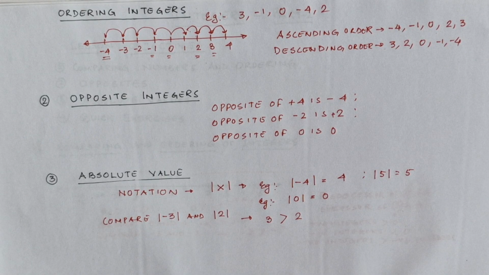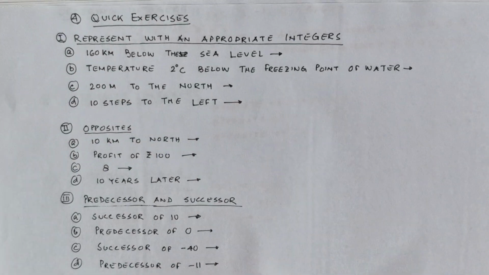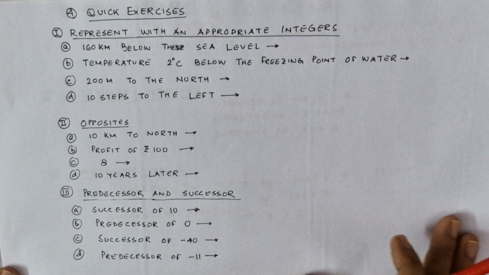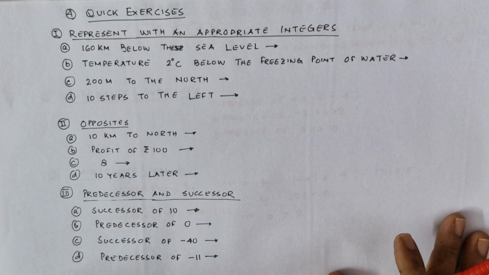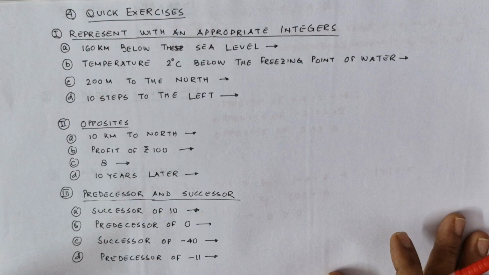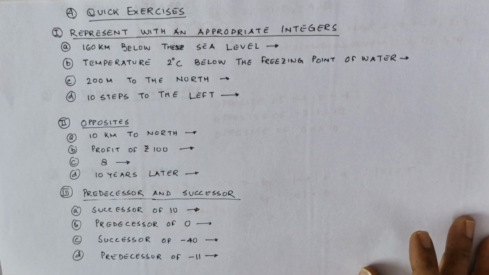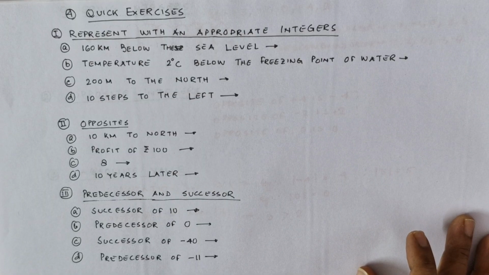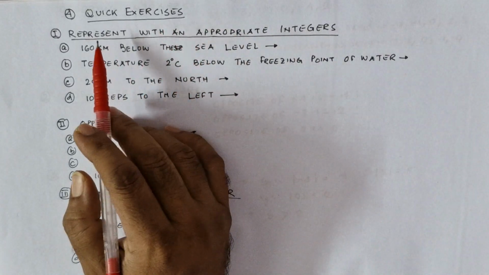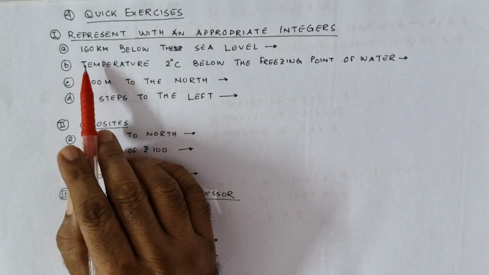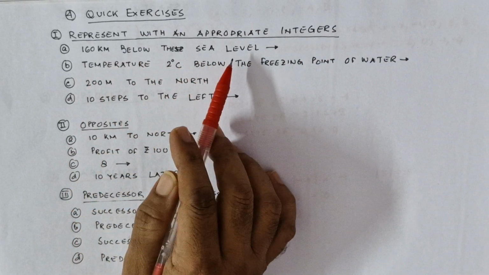I have told you the concepts, and let's enter into quick exercises, right? The concepts that we have gone through in this lecture and in the earlier lectures, these questions are based on what we have studied so far. So let's come to the first one. Represent with an appropriate integer. So what is the question? 160 kilometer below the sea level.